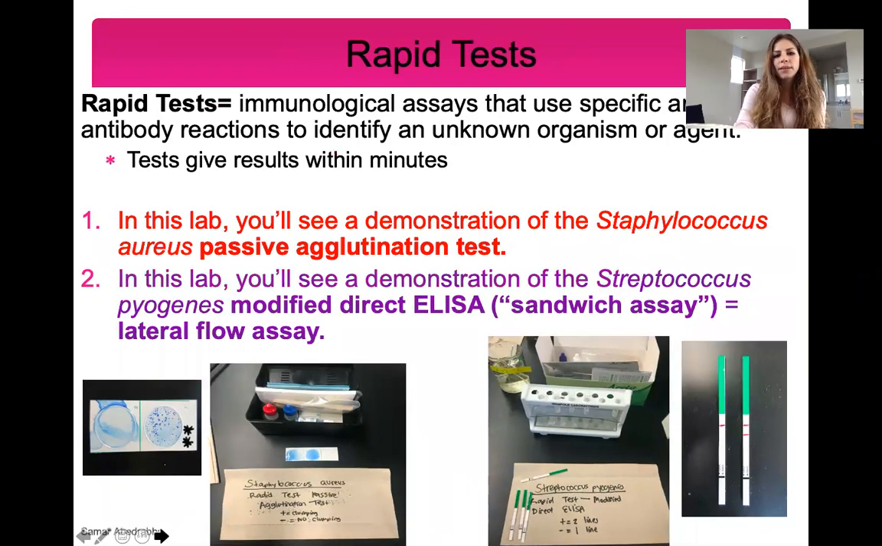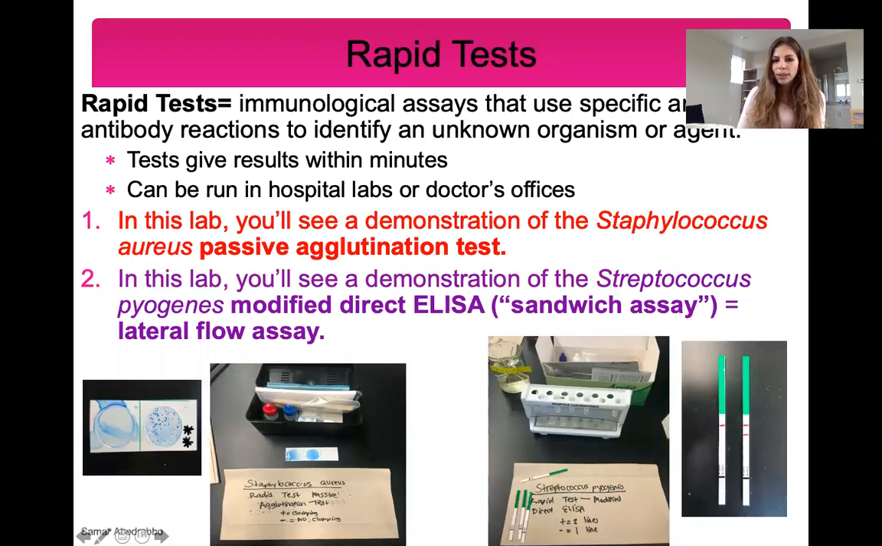Just to give some background, rapid tests are immunological assays. Assay just means tests that use specific antigen-antibody reactions to identify an unknown organism. So if an antibody binds an antigen, and the antigen is a pathogen, you know you have that pathogen, and you get results within minutes. These are run in hospital labs and doctors' offices. They're very quick, very easy to run, and anyone can do them.